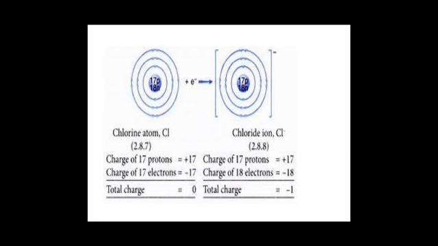Next, chlorine atom and chloride ion. Chlorine atom has 17 electrons. The total charge of the chlorine atom is 0. An atom is always electrically neutral. What about the chloride ion? Chloride ion has 17 protons and 18 electrons, so it has one extra unit of negative charge. The electronic configuration of chlorine atom is 2, 8, 7. As it needs 1 electron, it receives 1 electron and becomes chloride ion. The electronic configuration of chloride ion is 2, 8, 8, and its total charge is -1.